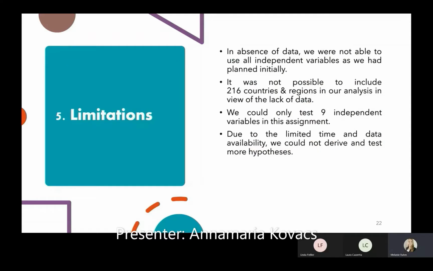During the research, we faced the following limitations. First, due to the missing data, we were not able to use all independent variables as we had planned initially. It was also not possible to include 216 countries and regions in our analysis in view of the lack of data. As a result of the limited time and data availability, we could not derive and test more hypotheses.